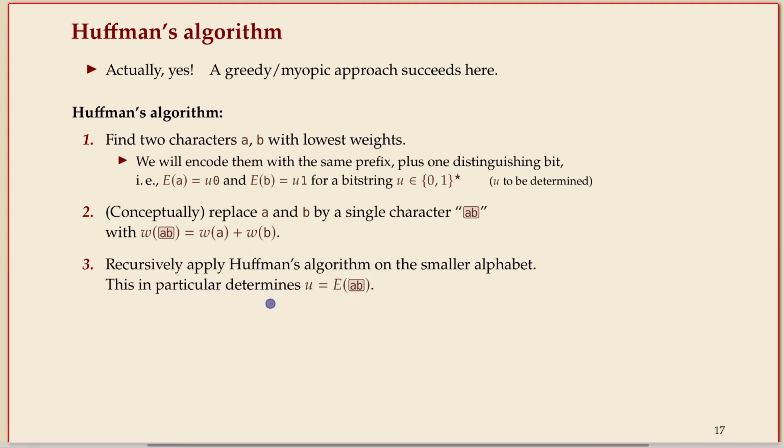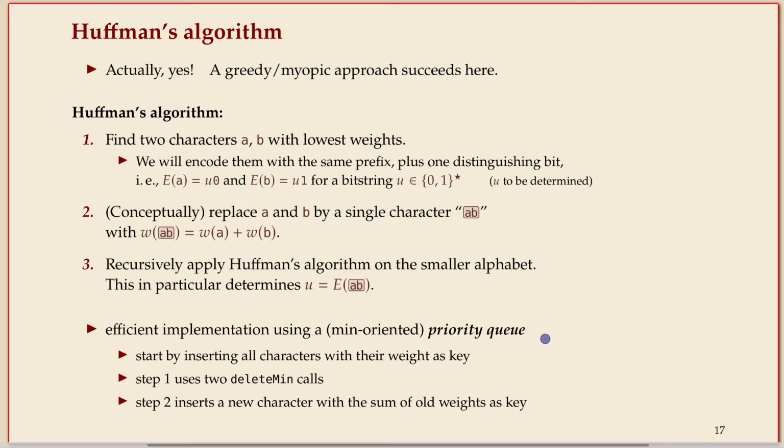And then we recurse. So we don't know what U is, this prefix that we'll assign to A and B, but we'll find out recursively because now we have made the alphabet one smaller. We removed two characters and added one new. So if we recurse and find a Huffman code for the remaining alphabet and its weights, this will come back with a code word for this new character AB, and that's our U. That's the shared prefix that we add to them. Okay? If you've seen this before, this might not be the way it was described. There's another way that you'll see in an example in a second that you might recognize.